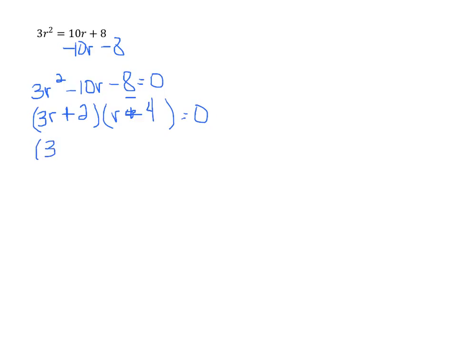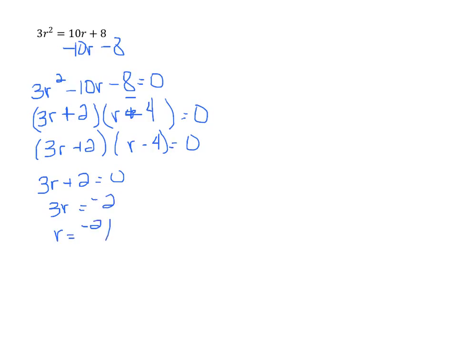Let me clean it up. So I know that 3r plus 2 has to equal 0, or r minus 4 has to equal 0. So my solutions are negative 2/3 and 4.